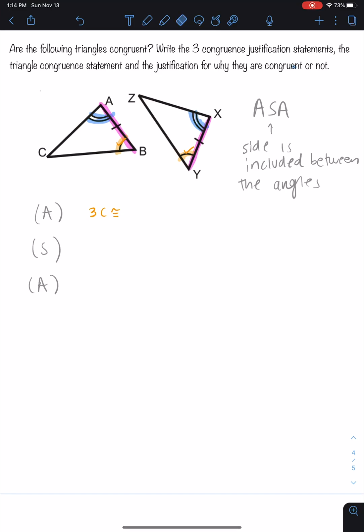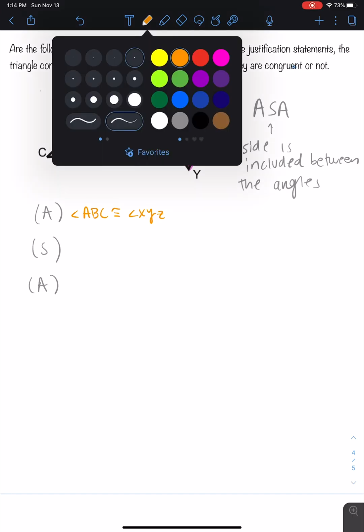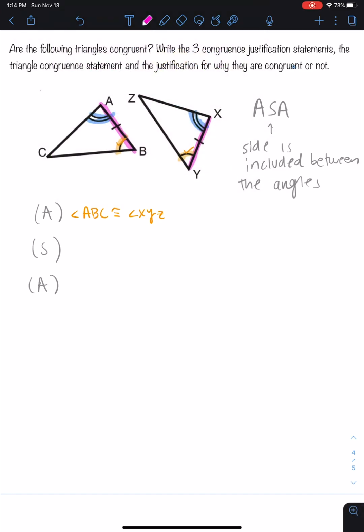So let's write that again. If the vertex is B of this angle, we want to say angle ABC, where B is in the middle, is congruent to angle XYZ, where the vertex Y is in the middle. Now I want to talk about my pair of sides that are congruent. So we can say line segment AB is congruent to line segment XY. So the sides that have 1 tick mark, AB corresponds with XY.